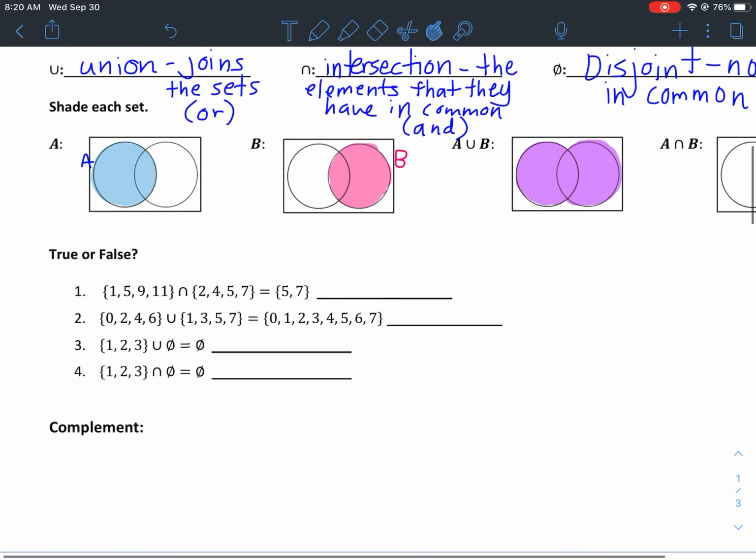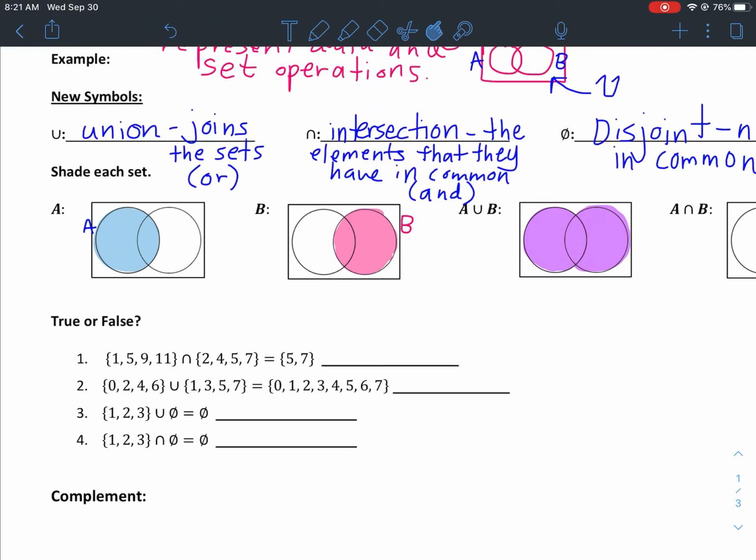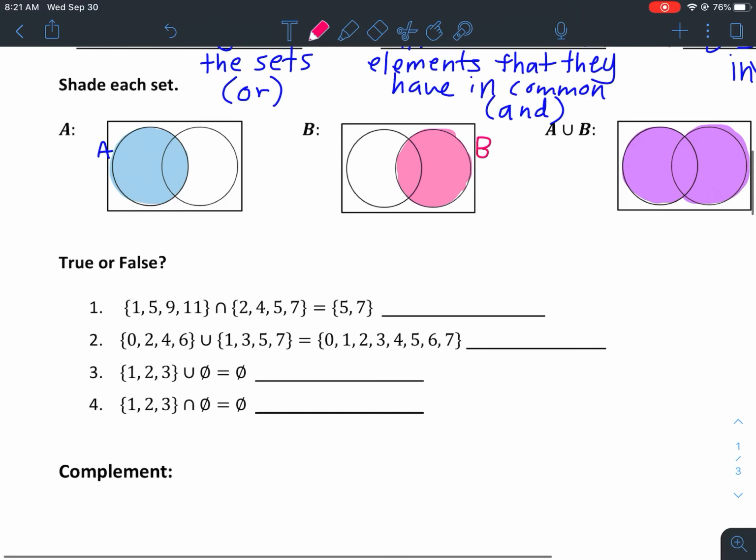Okay, so now let's look at some true or false here. So we have the set of 1, 5, 9, 11, and it's upside down U, so that means intersection with 2, 4, 5, 7. So what this means is we're looking for what they have in common. So is the only elements that they have in common 5 and 7? Well, they have a 5 in common. Do they have a 7 in common? No, because this one has a 7, but this set does not have a 7, so therefore that is a false statement. If we were asked what the real intersection is, it would only be the element 5, because that's all they have in common.